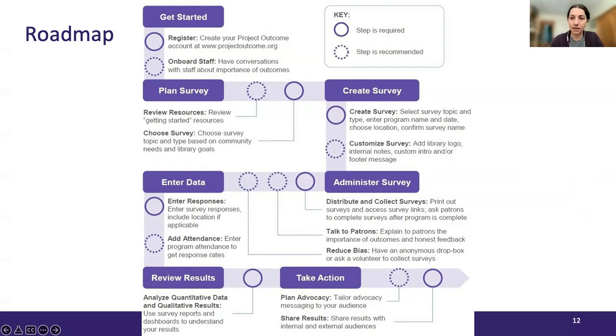While the roadmap is linear, this can actually be an iterative process. If you're new to outcome measurement or program evaluation, we recommend starting small. Pick one program, try one survey, and learn from the process. You don't have to do evaluation on a large scale in order to get actionable results. You'll notice that some steps in this process are required. These are things that you have to do in order to use and analyze the results in Project Outcome. Other steps are optional but recommended, such as tracking program attendance, so you can calculate survey response rates, which are the percent of program attendees who completed the survey you distributed.